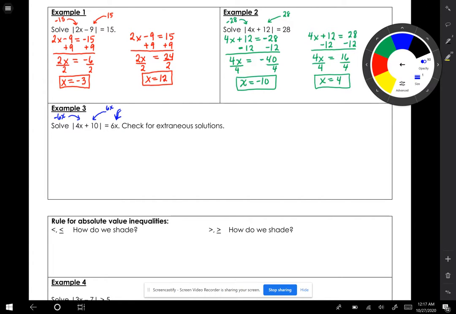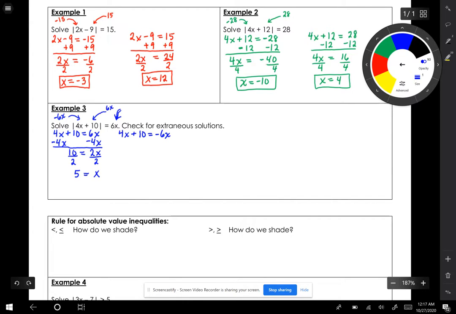So let's write our two equations. Here we don't want to write too big because we're going to check. So just watch what I'm doing and you can follow. So 4x plus 10 equals 6x. This time I'll start with a positive 6x. And then the second equation, 4x plus 10 equals negative 6x. Let's solve the first equation. I would subtract 4x on both sides because 6x is bigger, and you want the x's on one side. You could have subtracted 6x, but then you would have had to subtract 10. Here we do it all in one step. So 10 equals 2x, divide by 2. 5 equals x, or x equals 5. Our second equation, again, subtract 4x.